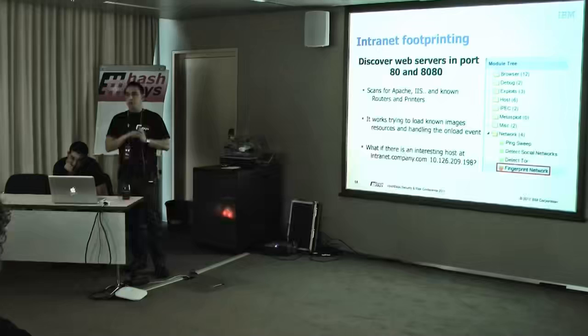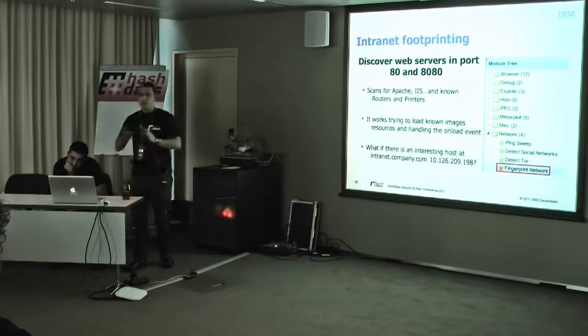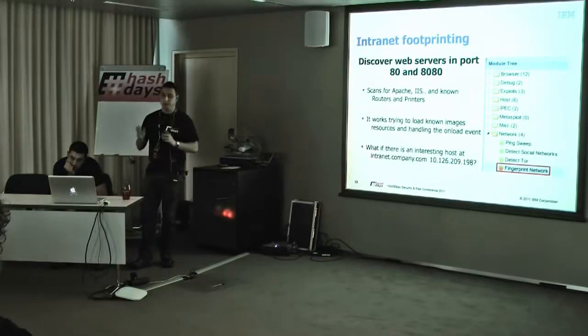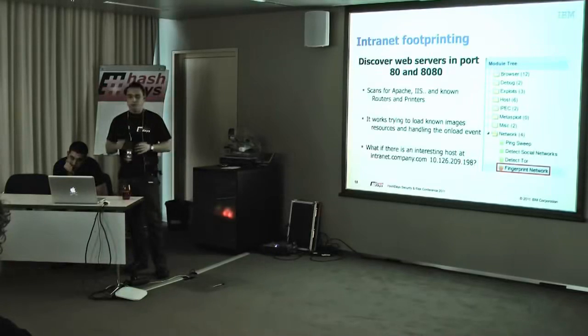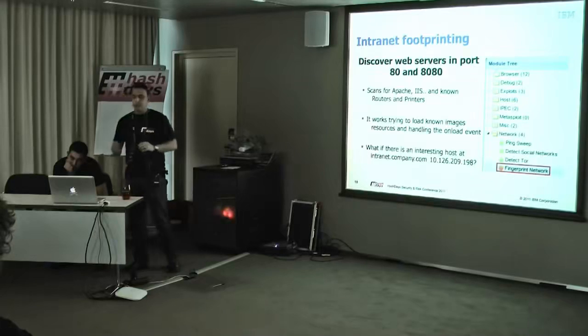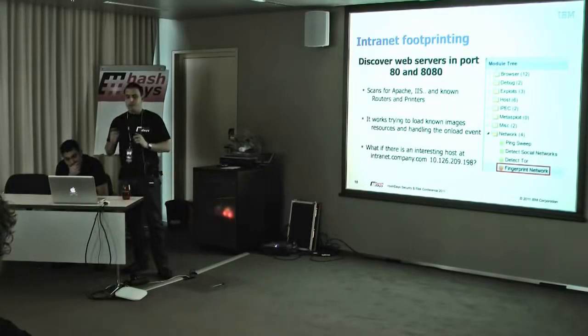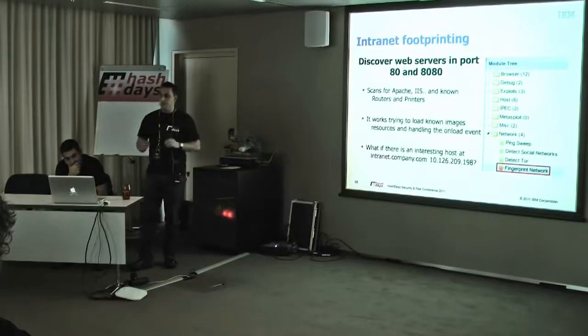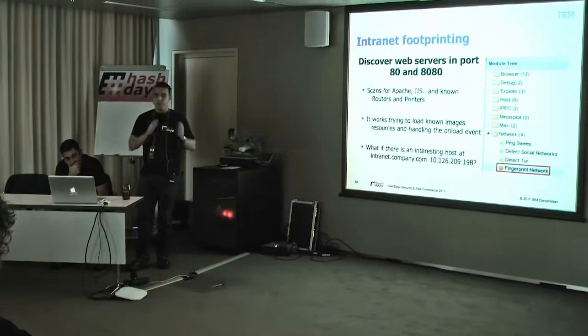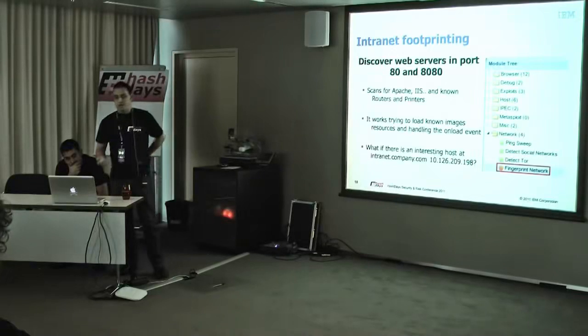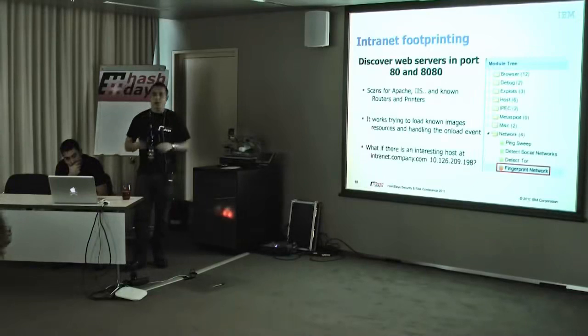When we make an HTTP request from a browser, if it's cross-domain, we can't read the response. So how it works is it tries to load an image, and then, handling the onload event, checks the size of that image. The module has a database with known images and their sizes, and checks for that size. If it's the same, it knows that it's, for example, Apache 2, because that image was only in Apache 2.